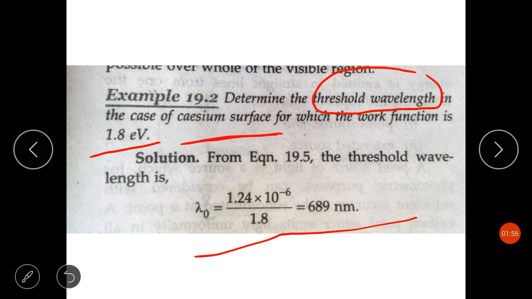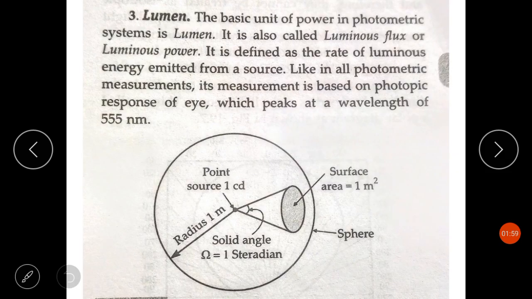So I'll move ahead with another prerequisite that you need to know for the optical detectors topic. The next term you need to know is lumen. Lumen is the basic unit of power in photometric systems. What is photometry? Photometry is related to the measurement of light within the visible band with respect to the response of the human eye.